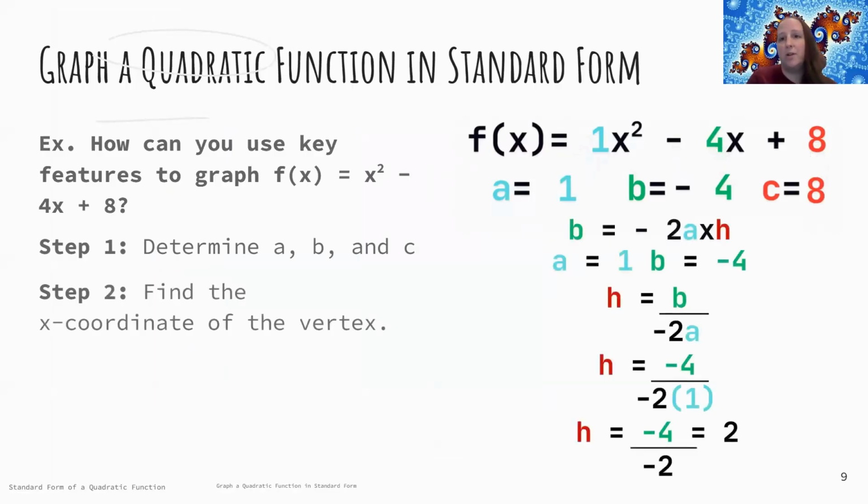I find the x coordinate for the vertex, okay, again, by taking b equals -4 and my a is 1 and substituting those values in to find h. So -4 divided by -2 times 1 is -4 over -2, which is going to give me +2. So my x value for my h, for my vertex, is 2.